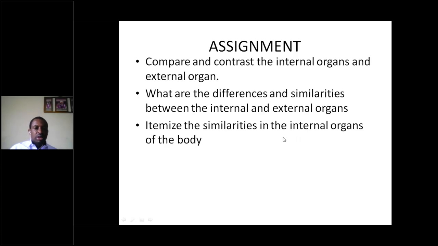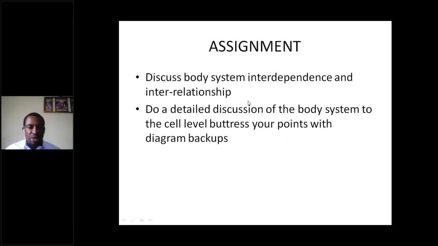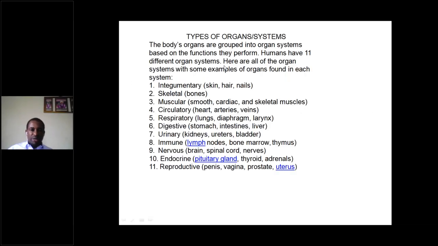Okay, so this is another assignment. You're going to do these two assignments and send them separately. The one I sent earlier is for last week. This is for this week. You're going to discuss the body system, interdependency, and interrelationship. What is the interdependency and interrelationship between the body systems? Then you're going to do a detailed discussion of the body system to the cell level, buttressing your point with diagram backup. So you discuss the body systems to the cell level, then use diagrams to explain.